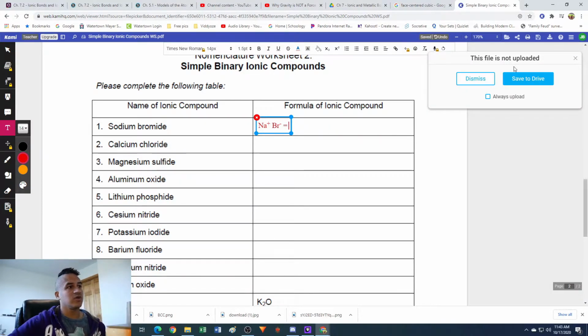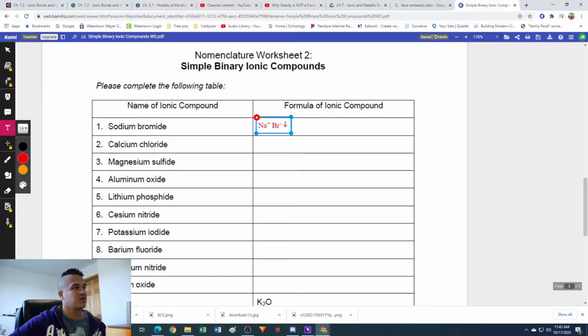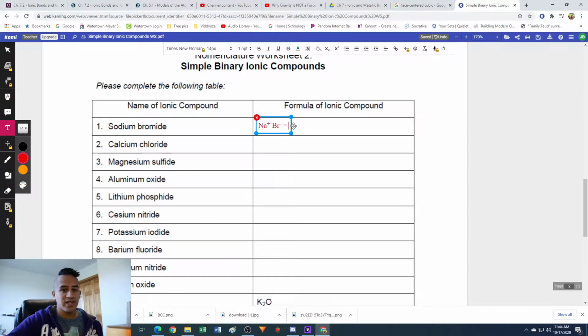Okay, so when we put these together, we have Na plus 1, Br minus 1. So those are already the same in terms of their charges, like positive 1, negative 1. They would balance each other, which means our formula is simply just going to be NaBr. 1 sodium, 1 bromide. And that's it.